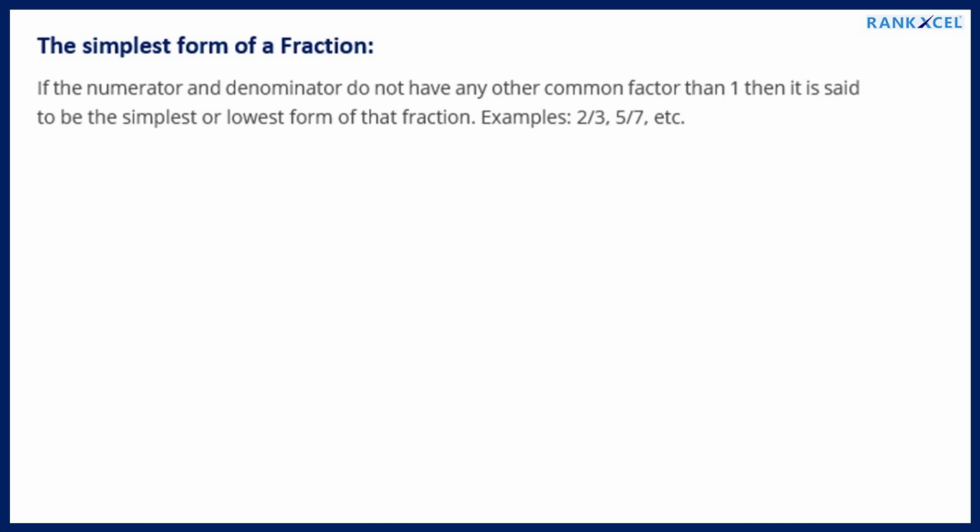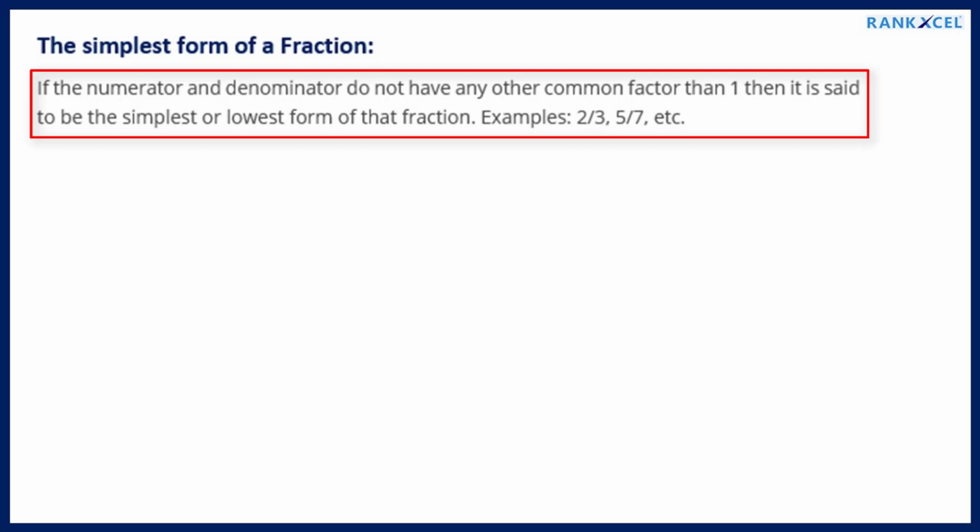The simplest form of a fraction. If the numerator and denominator do not have any other common factor than 1, then it is said to be the simplest or lowest form of that fraction. Examples, 2/3, 5/7, etc.